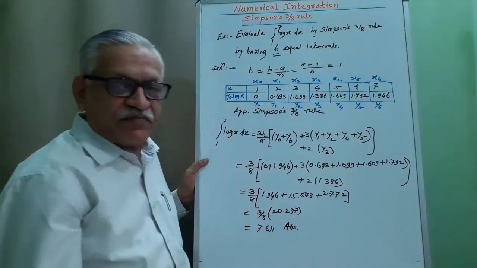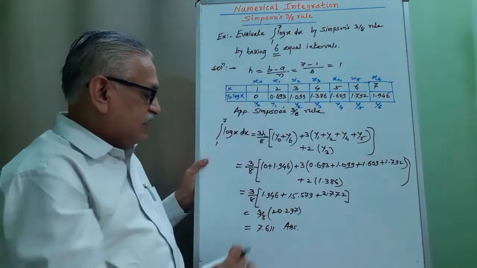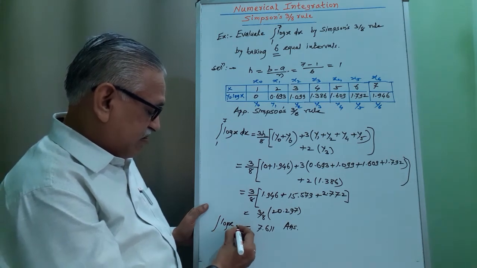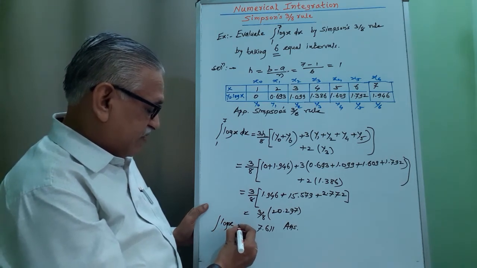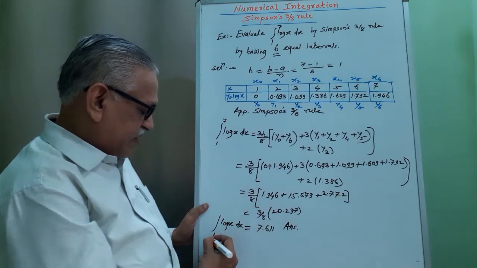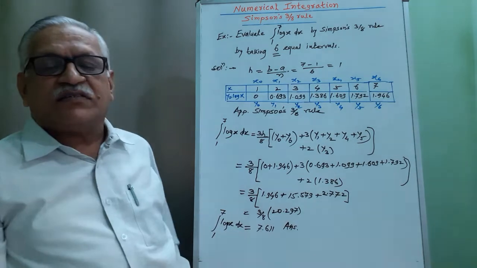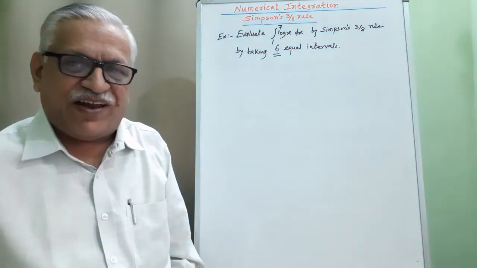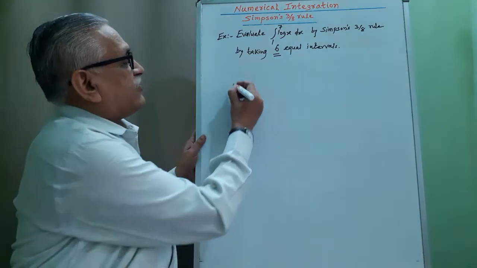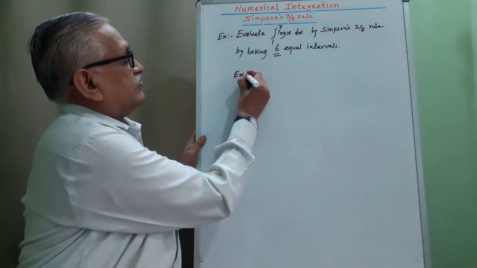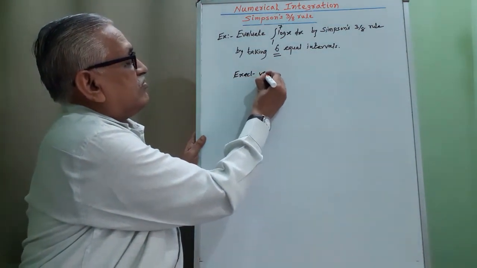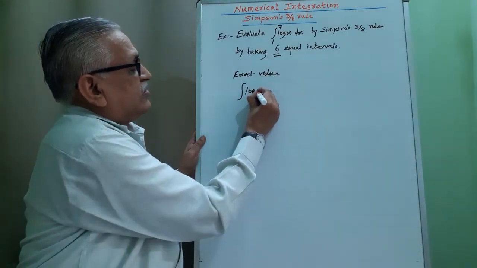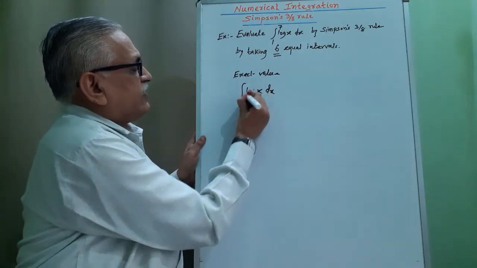We call this the answer of the value of that integral of log x with respect to x between limits 1 to 7 by applying Simpson 3/8 rule. Compared with the exact value, therefore to obtain that exact value, we have to integrate this log x with respect to x between limits 1 to 7.